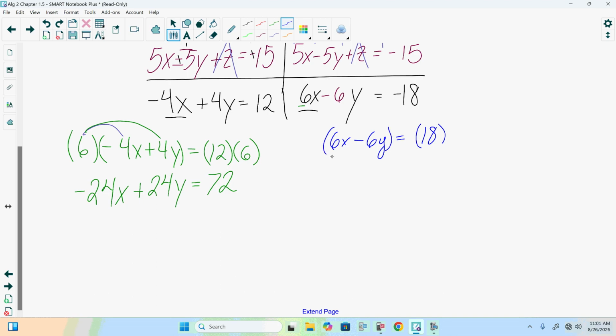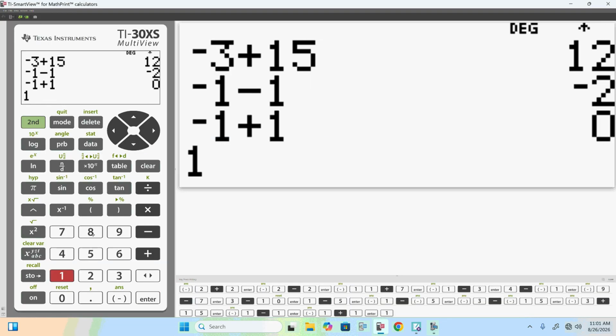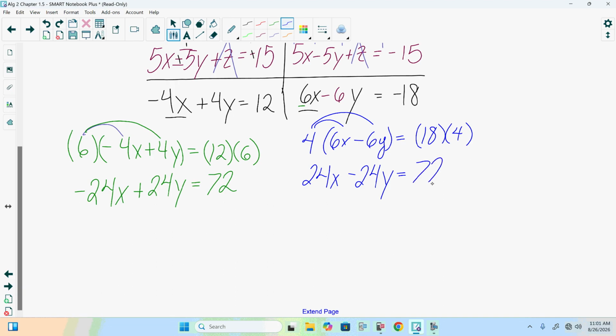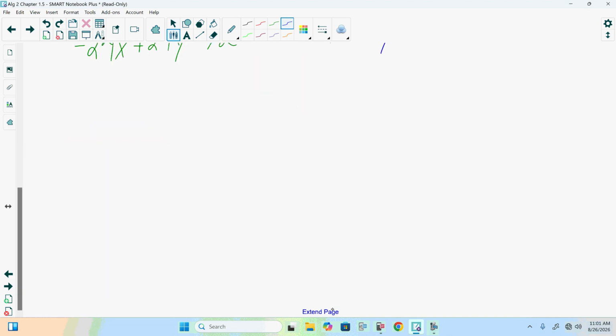What do you think we're going to multiply our 6x minus 6y by? 4, because that's the number in front of the x. Now, we're not too concerned about the positive or negative because we take that into account when we add or subtract the two equations from each other. 4 times 6x is going to be 24x. 4 times negative 6y is going to be negative 24y. And 18 times 4 is 72. I will scroll back up.